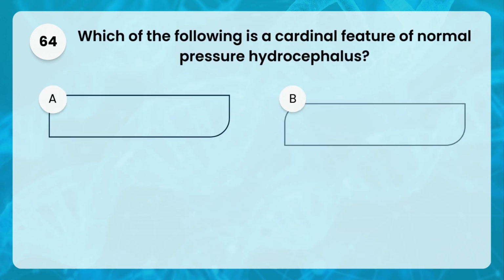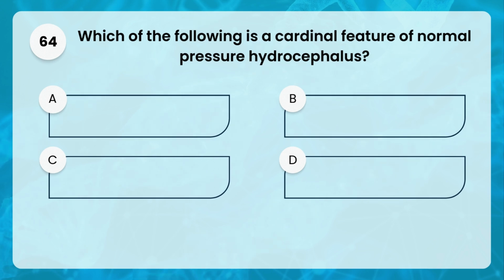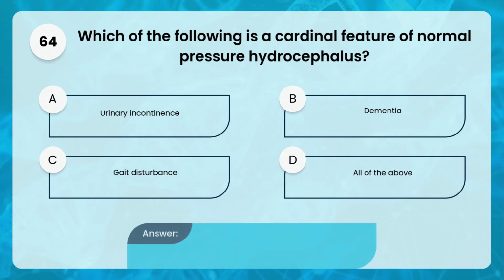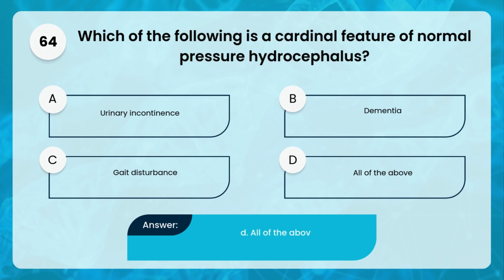Number 64. Which of the following is a cardinal feature of normal pressure hydrocephalus? A. Urinary incontinence. B. Dementia. C. Gait disturbance. D. All of the above. The answer is D. All of the above.